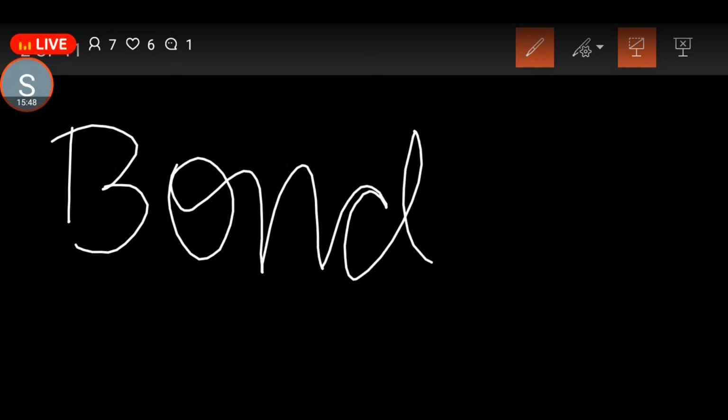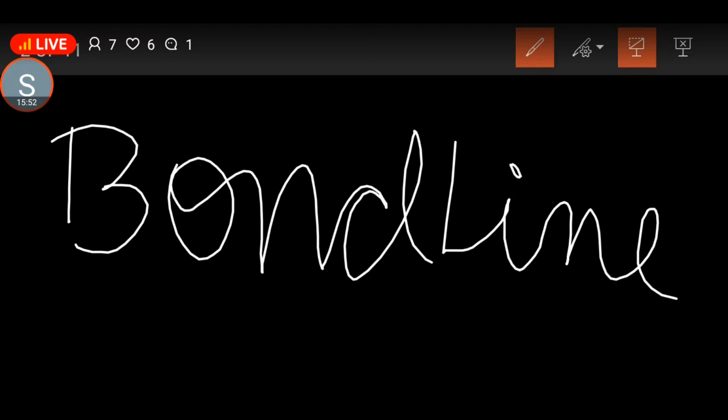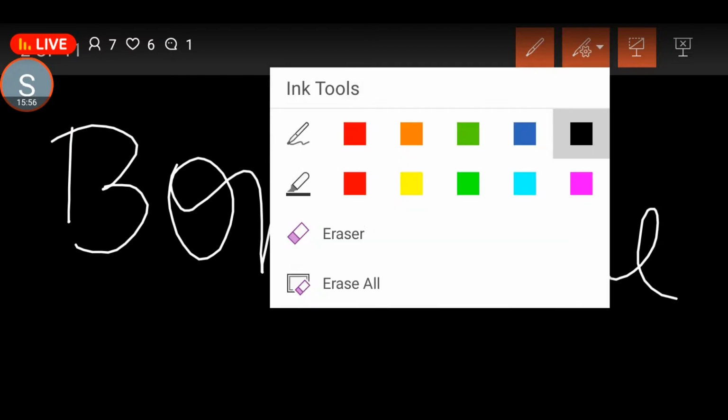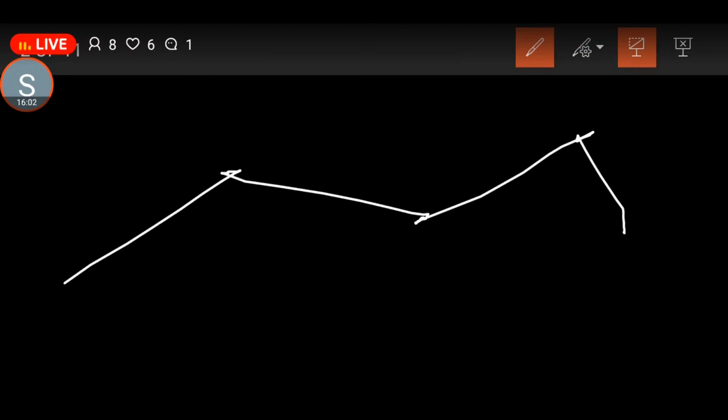Now we learn what bond line structures are. Okay, what is a bond line structure? These are very important for your class 11. In bond line structures, we represent the chain in straight or branched lines like that. This is the bond line structure.